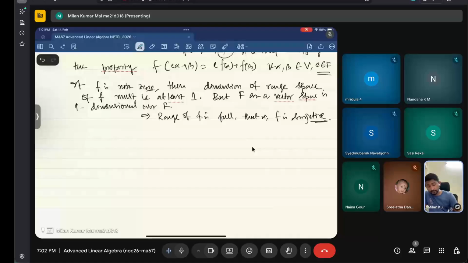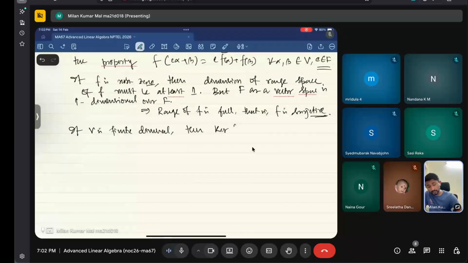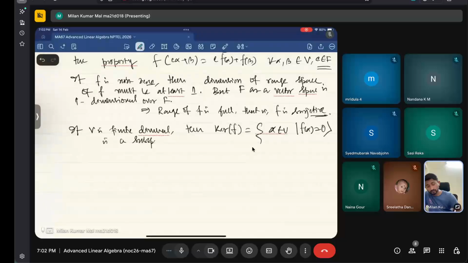Now if V is finite dimensional, then the kernel of f, that means all those vectors alpha belonging to V such that f of alpha is equal to 0, is a subspace of V. So the kernel of f is always a subspace of V.